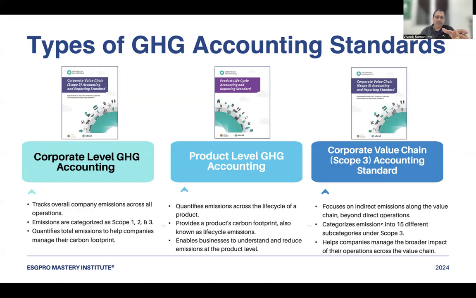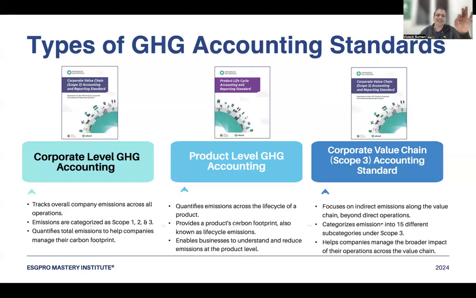Left-hand side is the corporate value chain document. This document will be shared by me. You can also download it from the WRI website, I think it's wri.org. This document basically talks about Scope 3. Actually, the pictures are different, so ignore the picture differences. There is a corporate accounting document. Actually, that picture itself is wrong.